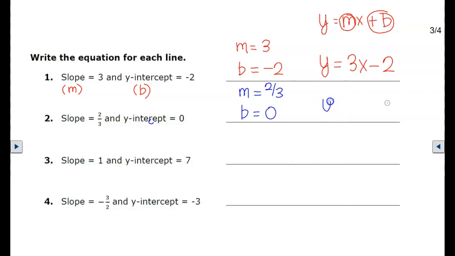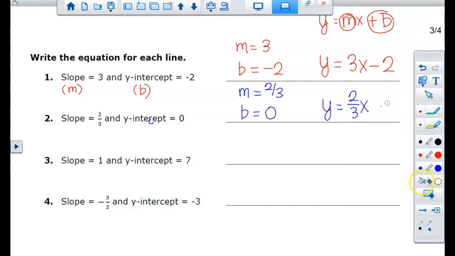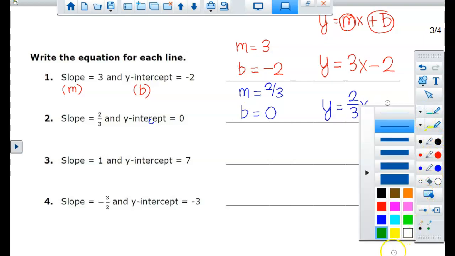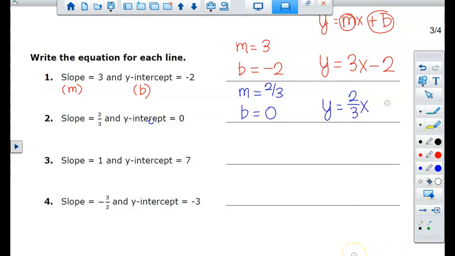So now I can write my equation. I'll put 2/3 where m is, so that'll make this y equals 2/3 x. And then plus b, I'll put plus 0. I'm not actually going to write that though, because if I add 0 to 2/3 x, that's not going to change it. So I don't have to write that plus 0. And I'm not going to, because in algebra we should always try to write things in the simplest way possible. So there's my answer for number 2.